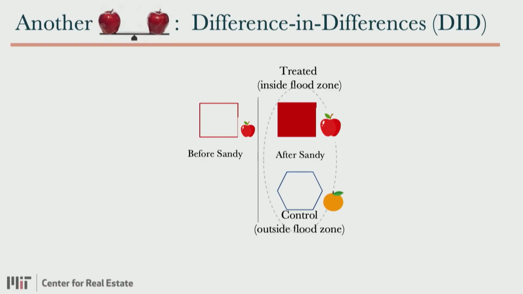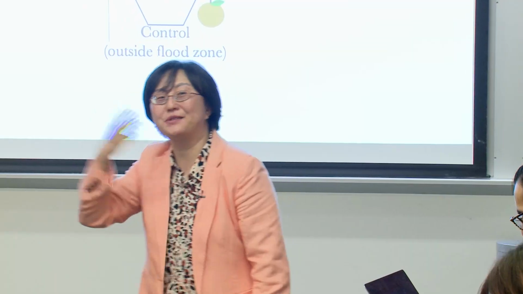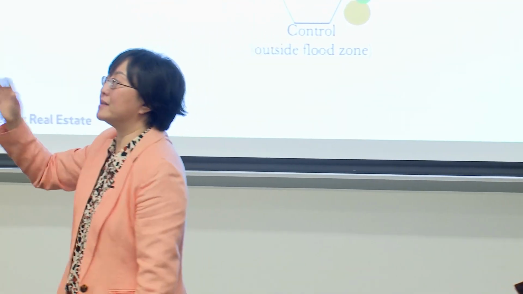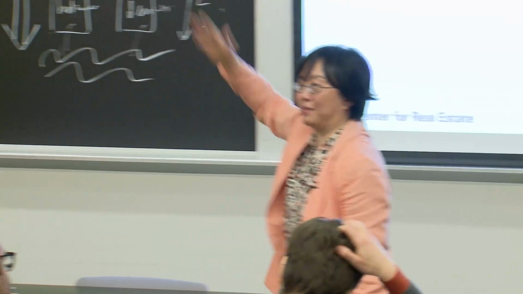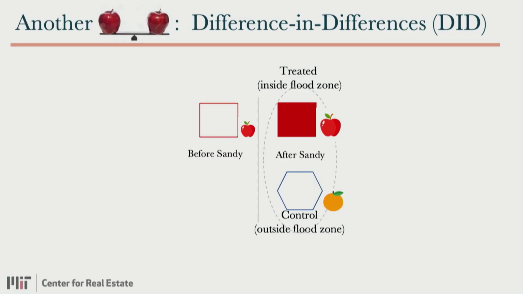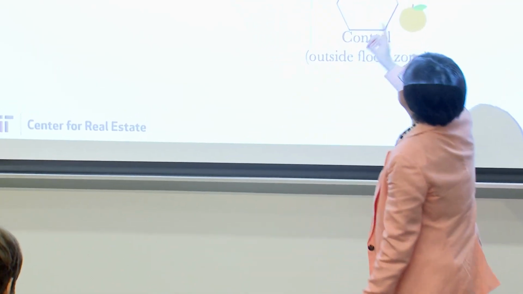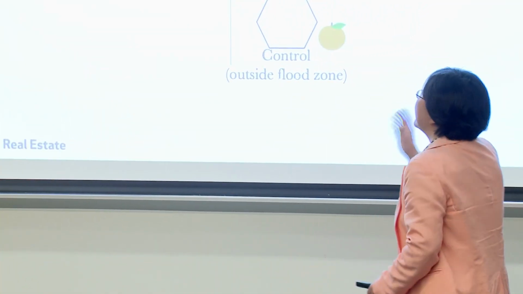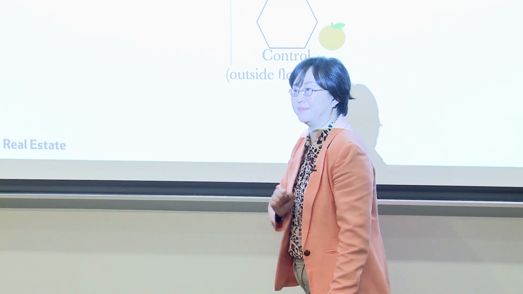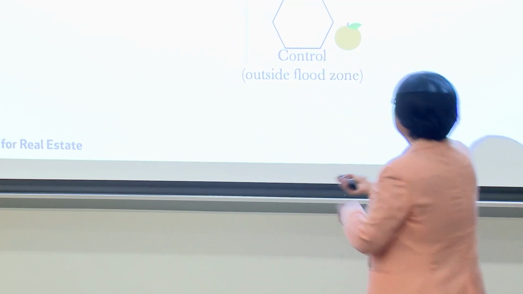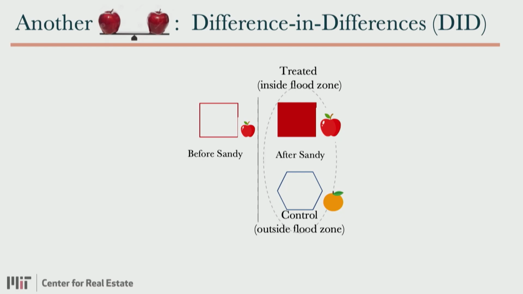Before Sandy is a smaller apple. I use this so that you understand. Housing prices always go up in normal times. So before Sandy, the apple is smaller, then it naturally grows larger. Can we just compare this small apple and this big apple?